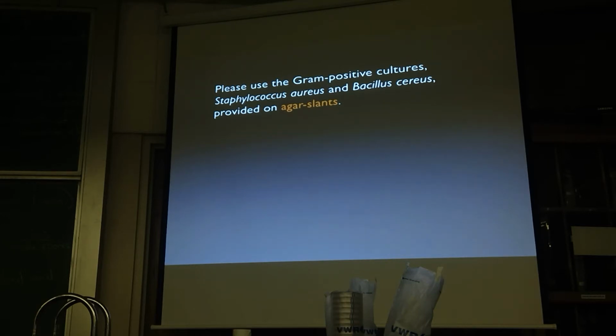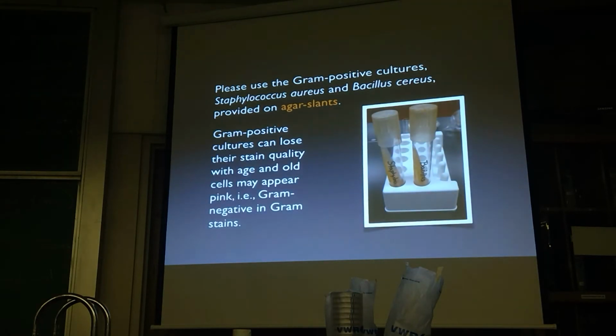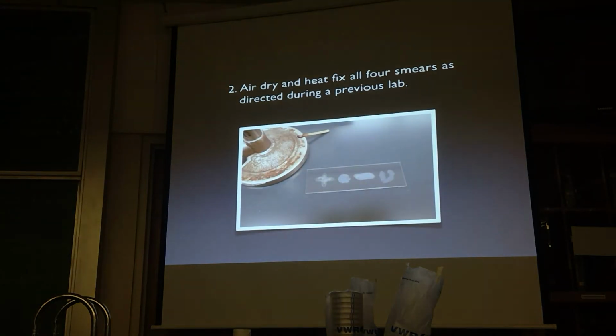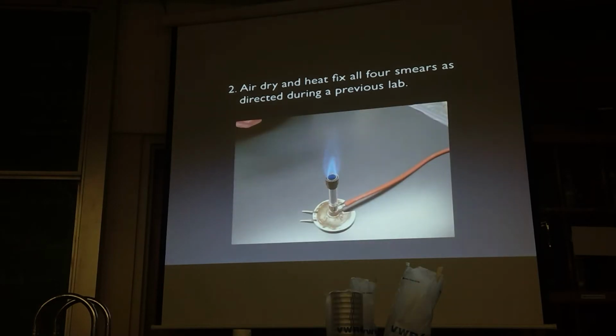So again, for the Staphylococcus and Bacillus, please use the slant cultures. These are young. They should give us good positive, good purple gram positives. So after you've made your smears, you air dry them and then you heat fix. Remember, pass them through the flame of the Bunsen burner 3 times, relatively slowly, like this.